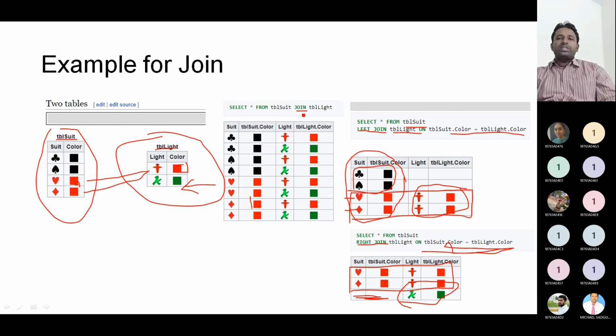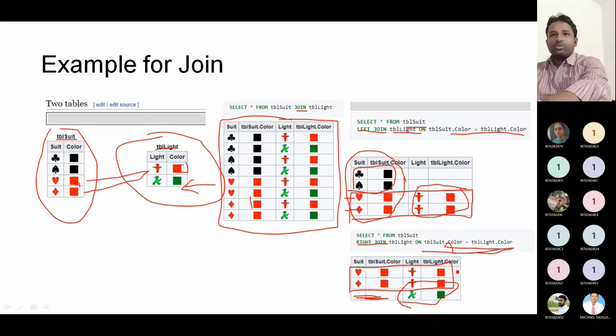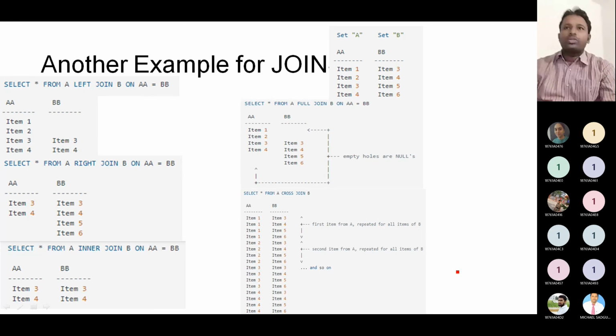And of course, this is a Cartesian product. In fact, in the join, they have done a Cartesian product. So I think here I need to rethink, so I'm not telling this point. So left join, right join. Let us go to one more example so that we can understand properly.